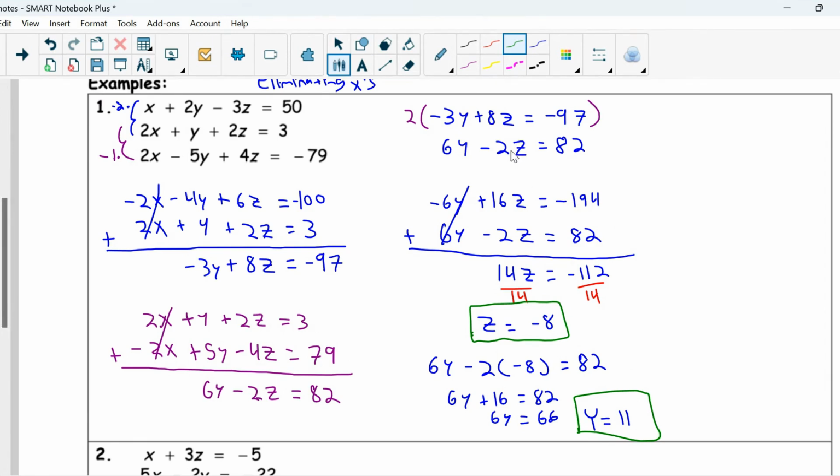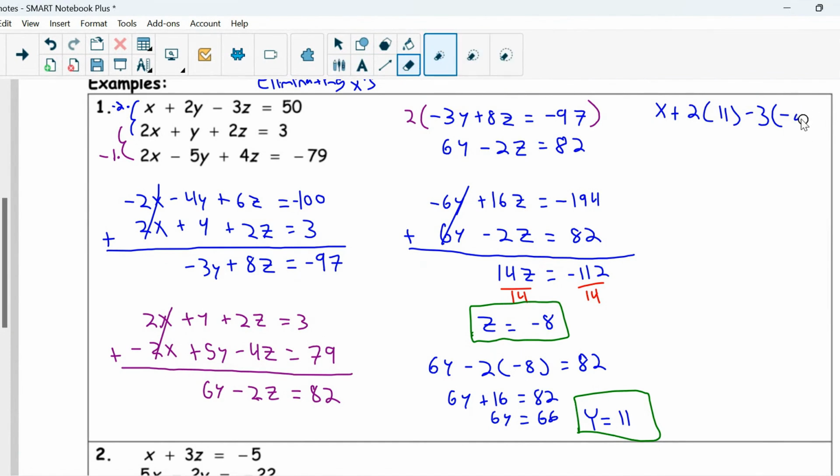So now that we've solved for y and z, we really can't do much more with the system that we eliminated for in our first step. So we're going to have to use one of our original three equations. To make things easiest, let's use our top equation since x does not have a coefficient besides 1. So let's substitute into that equation there. So we have x plus 2 times y, which we know is 11, minus 3 times z, which we know is negative 8.